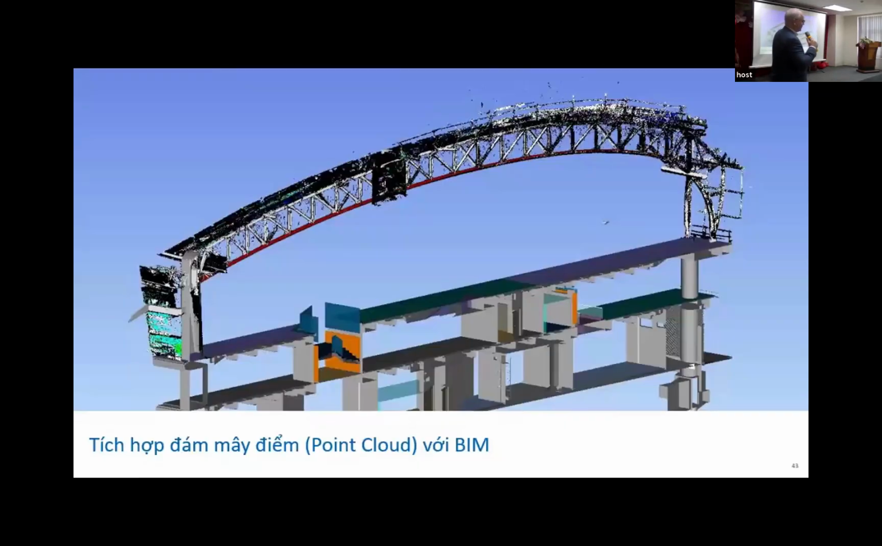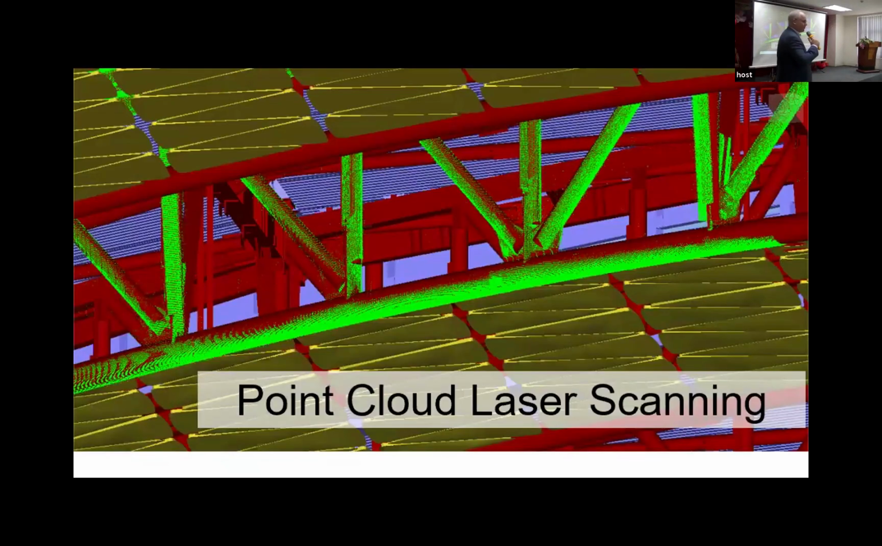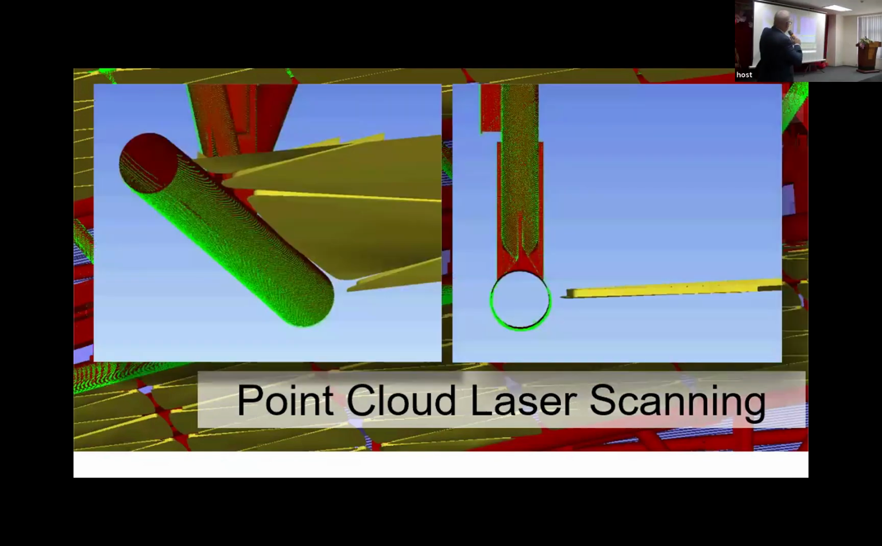And then what you can do is you can combine the survey from the site with the fabrication model. So you can start to compare the installed steelwork against the shop drawing steelwork and make sure they're correct. So what that looks like, the green is the laser scanning. And you can see we can check the position of the steelwork against the actual pipes.